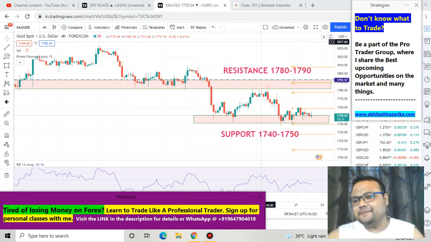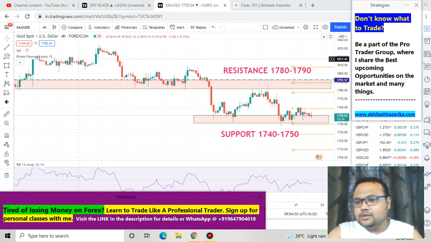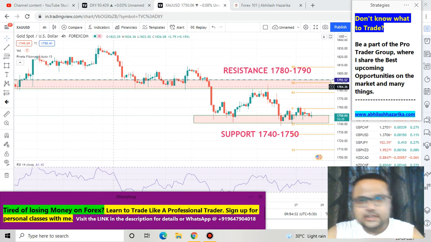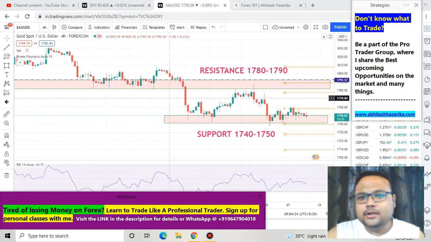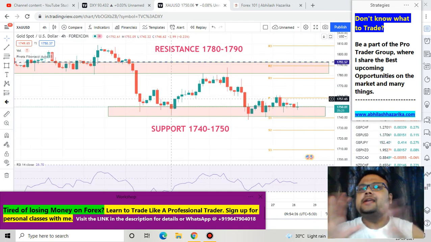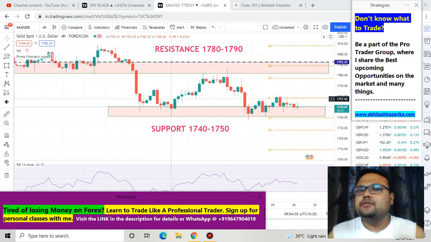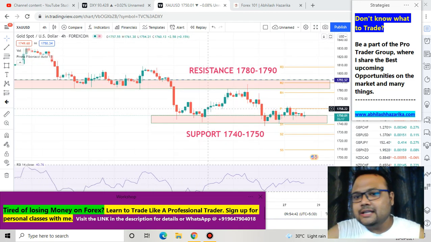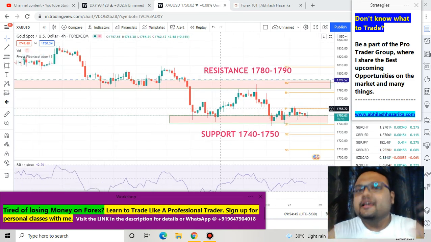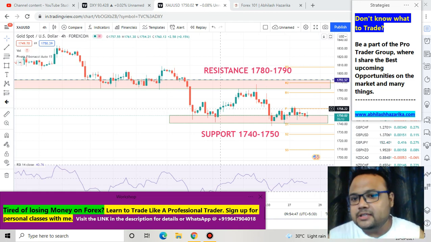So let's get started. This is the 4-hour chart of gold USD in front of us right now, and as we all know, gold USD is not giving us any clear signal, any clear picture for the last couple of hours since the market opening on Monday. And you can see that gold USD is still lying flat at the 1750 support.